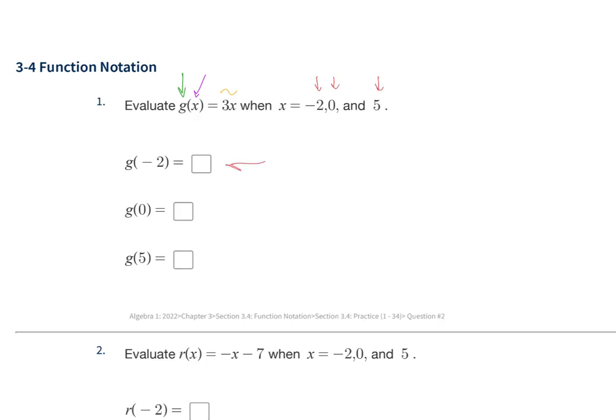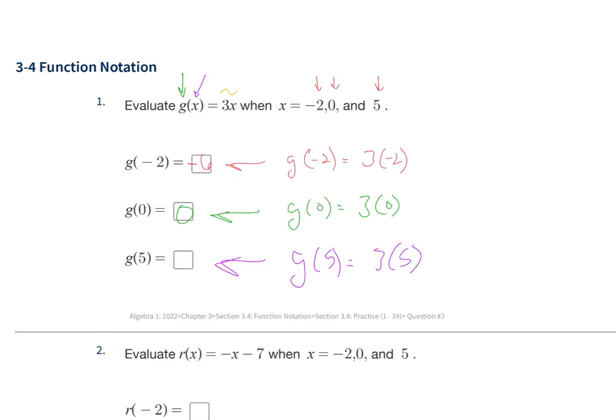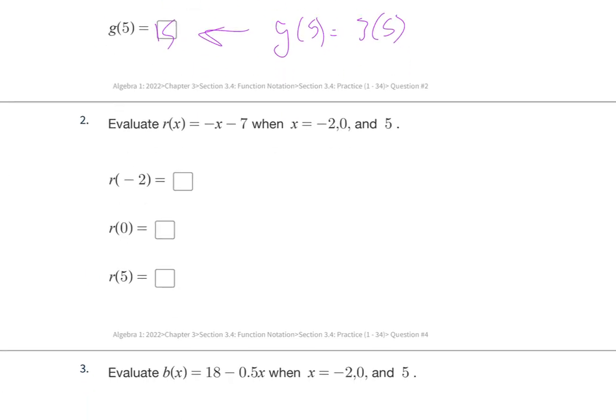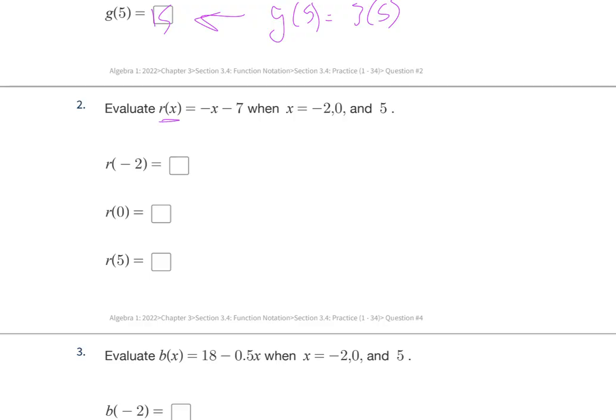For this one right here, it's going to be g of negative 2 equals 3 times negative 2. So this one is negative 6. This one is g of 0 equals 3 times 0, 0. Last but not least, g of 5 is 3 times 5. That's 15.